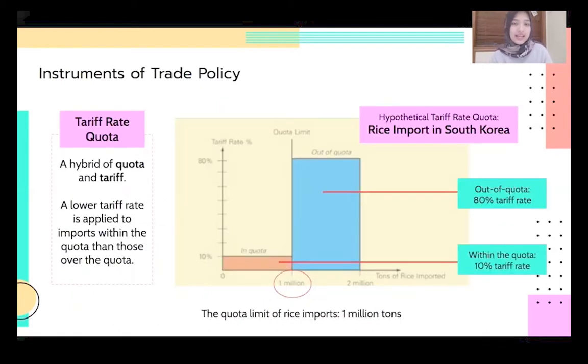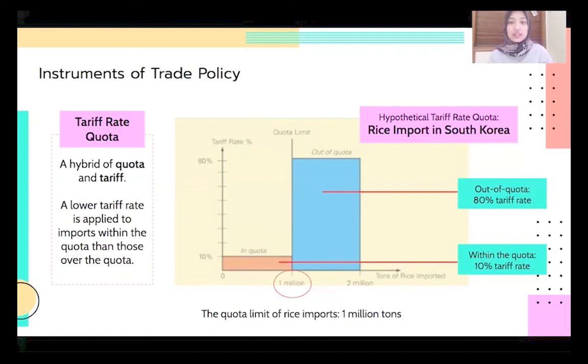On the previous slide, we talked about import quota. Now, this policy is a hybrid of quota policy and tariff policy, which is called tariff rate quota. Under a tariff rate quota, a lower tariff rate is applied to imports within the quota, and for those over the quota, a higher tariff rate will be applied.